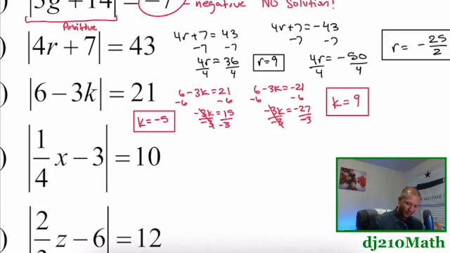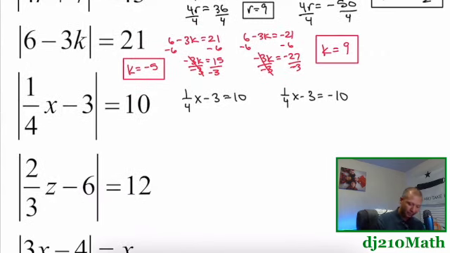Number 5. Again, it's positive, and the absolute value is isolated by itself. So 1 fourth x minus 3 is equal to 10. 1 fourth x minus 3 is equal to negative 10. So this is going to be plus 3, plus 3. 1/4 x is equal to 13.